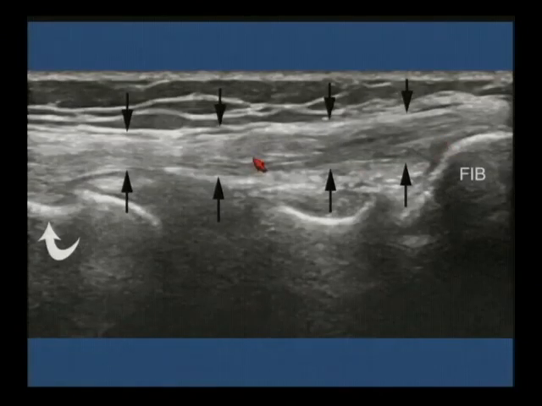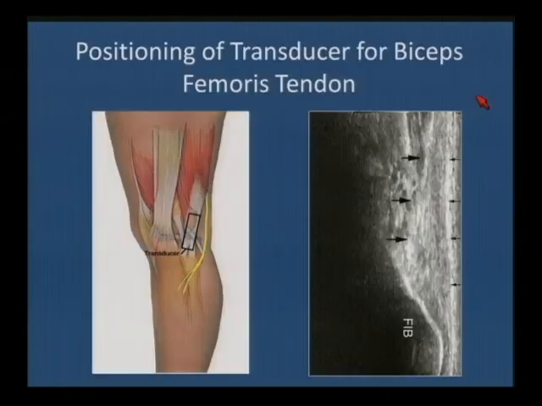And then we kind of rearrange, reposition the transducer, and here's the notch for the popliteus, the popliteus tendon just sneaking in the corner here, and then here's the distal fibular collateral ligament inserting on the lateral aspect of the fibular head. And then immediately adjacent to it, but coming in the opposite way, is the biceps femoris tendon.